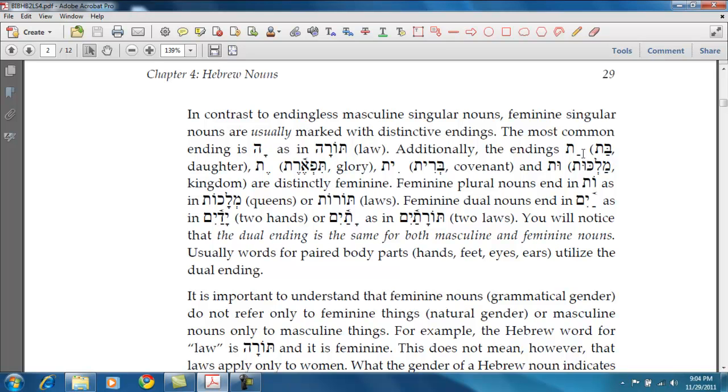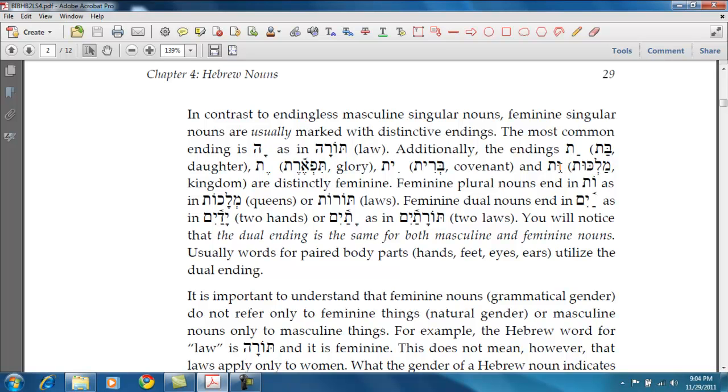Nouns that end with patach tav, like bat for daughter, tiferet, with the segol tav. The segol tav tells you that it's feminine, glory. Or the hirik yod tav in brit, or berit, for covenant. That tells you that is a feminine ending also. And ut, like malkut, for kingdom. Ut tells you that too.